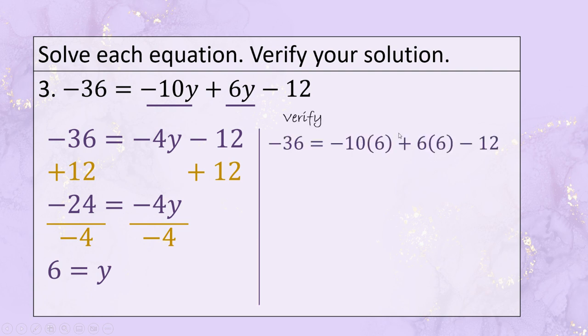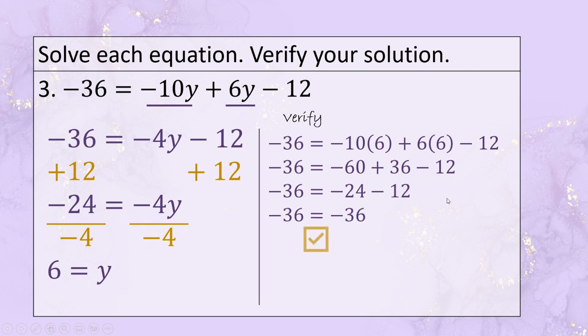To verify, we're substituting 6 back in for y. Negative 10 times 6 gives us negative 60. 6 times 6 gives us 36. Adding from left to right, negative 60 plus 36 gives us negative 24. And then negative 24 minus 12 gives us negative 36. So we get a true statement when we substitute 6 in for y, so that confirms that 6 is our solution.